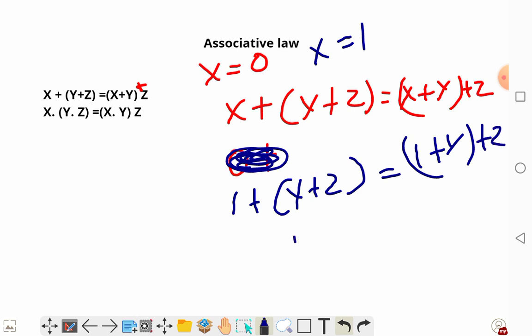1 plus variable is 1, so 1 plus y is 1. Again what we have is plus z. 1 is equal to, again 1 plus variable is 1. LHS is equal to RHS. Hence we proved the associative law.